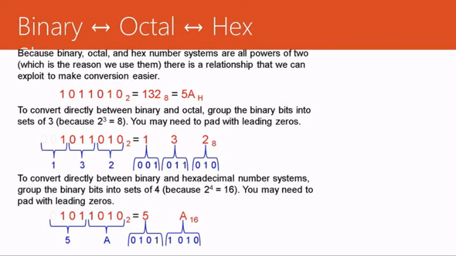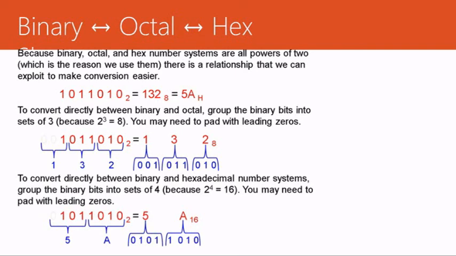To convert directly between binary and octal, group the binary bits into sets of 3, because 2 raised to 3 is equal to 8. You may need to pad with leading zeros. As for this example, we have 1, 0, 1, 1, 0, 1, 0. First, we group them by 3. This is one group, this is another group, and this would be our last group. We could pad zeros here to complete the group.